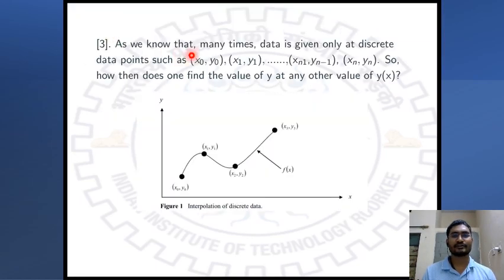As we know, many times data is given only at discrete data points such as x0, y0, x1, y1, x2, y2, and x3, y3. If we want to find the value of f(x) here, or the value at other data points, this is called interpolation.